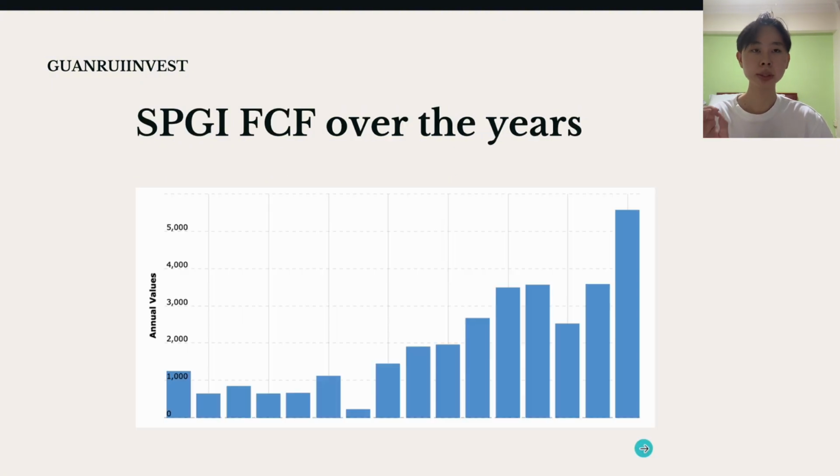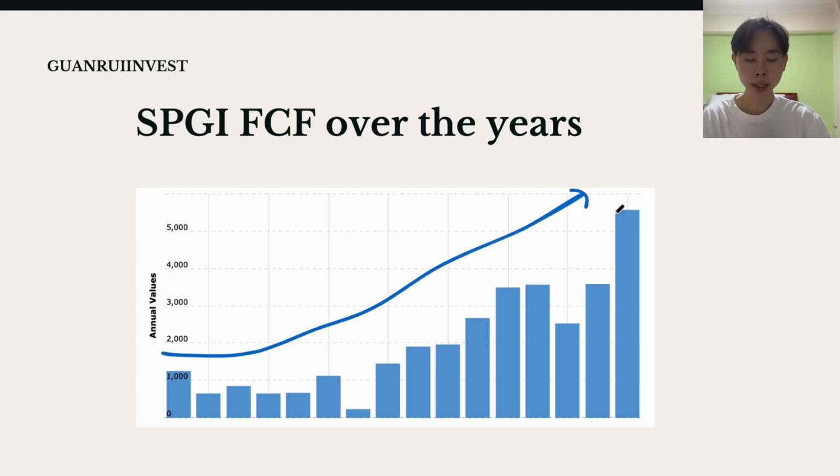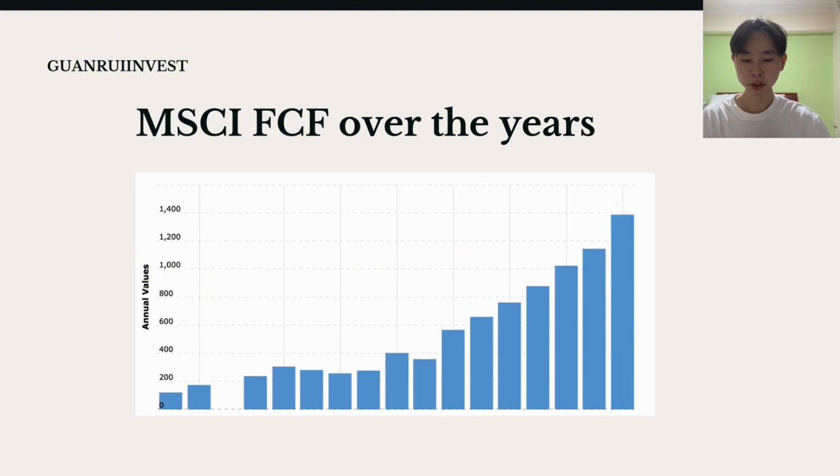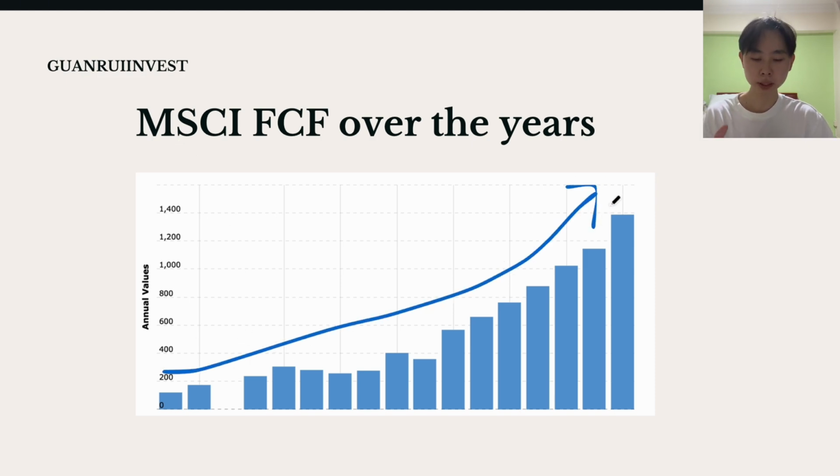So for example, this is S&P Global's free cash flow over the years. As you can see, S&P Global's free cash flow has been increasing over time, and that is why they're able to increase their dividends over time as well. Same thing for this company over here. This company is even more fantastic. This is MSCI. MSCI has incredible fundamentals in terms of its free cash flow growth. Free cash flow growth has been just steadily increasing all these years, and you're seeing that with its dividend itself.